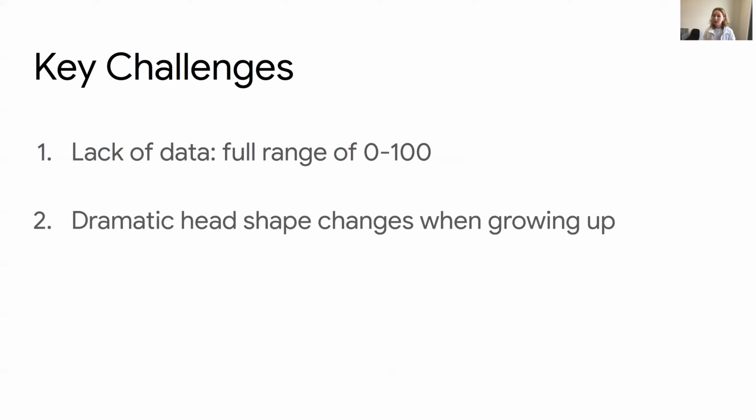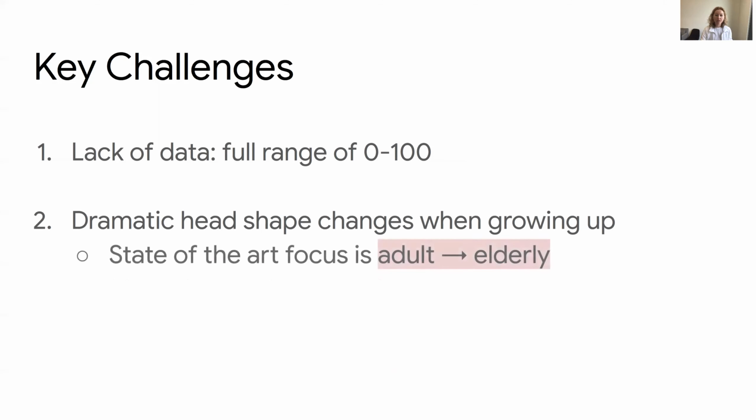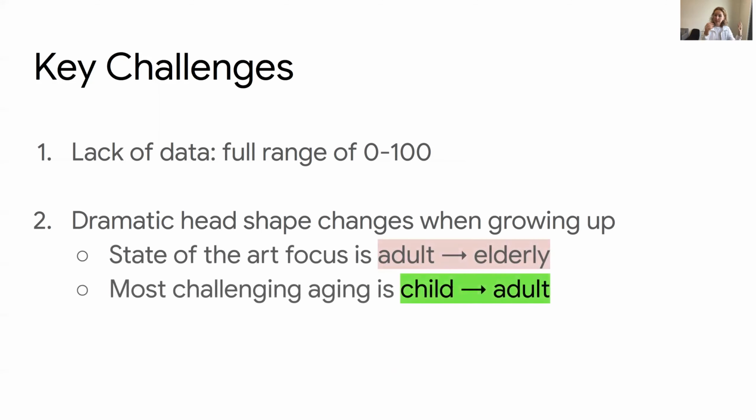Additionally, when we talk about children, image synthesis has dramatic head shape changes as opposed to just texture. And so this is why state of the art typically focus on taking an adult, adding wrinkles, doing some texture changes to be able to create more of an elderly person, while the other part, the head shape, is actually a really hard problem, and this is what we focus on. And it's particularly needed when we're trying to create aging of child to adult.